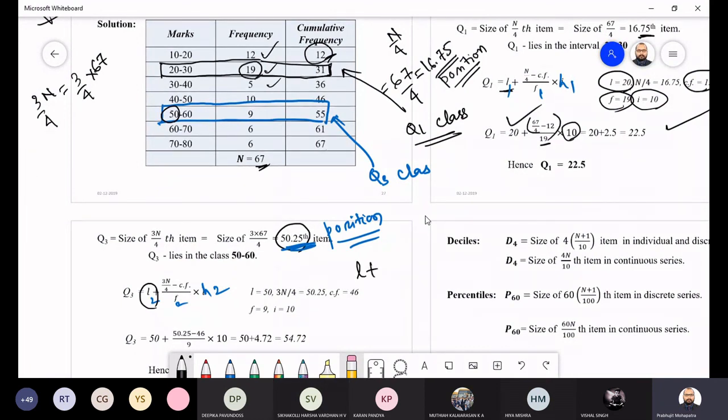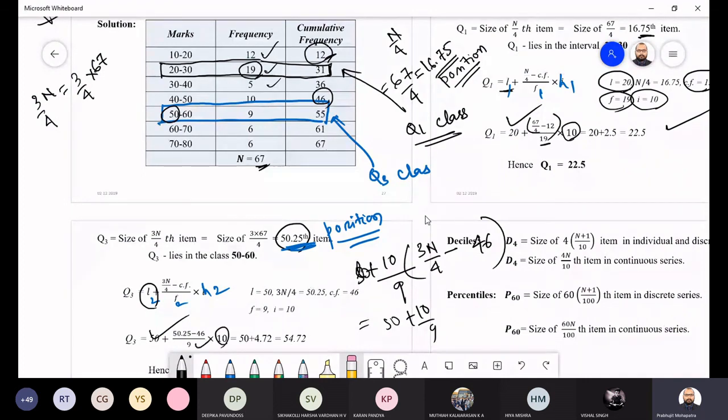So L plus h by f. H is 10. So L value is 50 plus h, h is 10 by f. F value is 9 into 3n by 4 minus C. C is the cumulative frequency of the previous class. That is 46. So this value is 50 plus 10 by 9 into, this is your 50.25 minus 46. Got it or not? Is it okay?